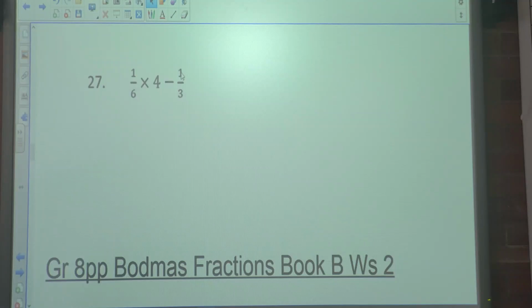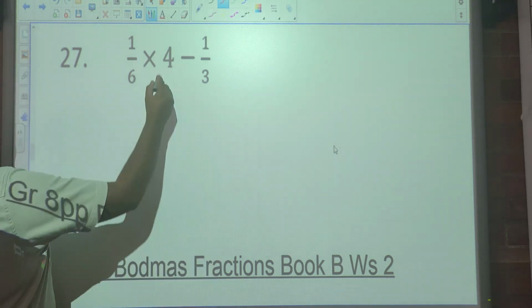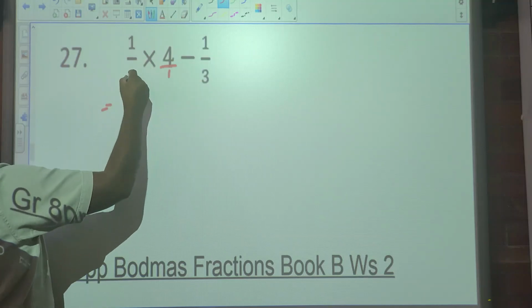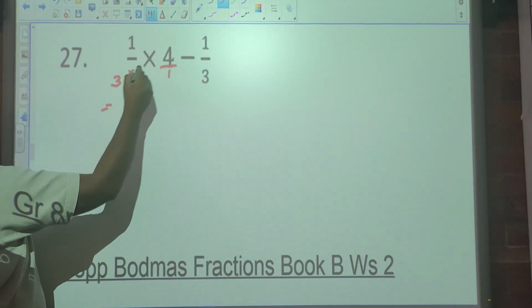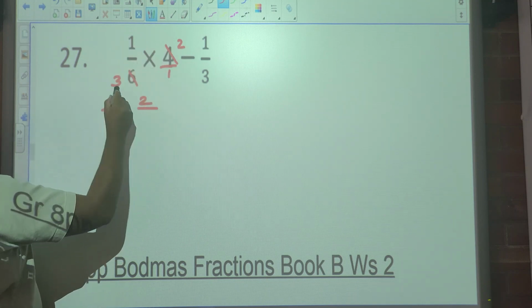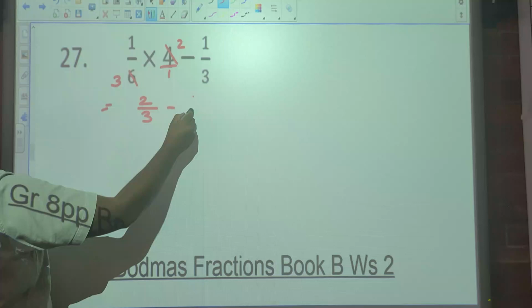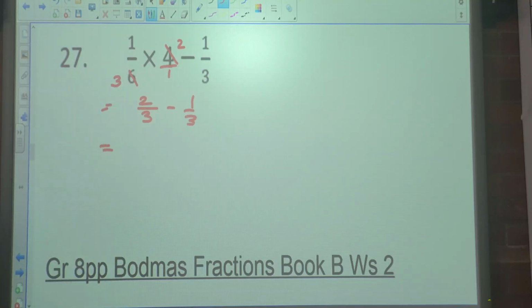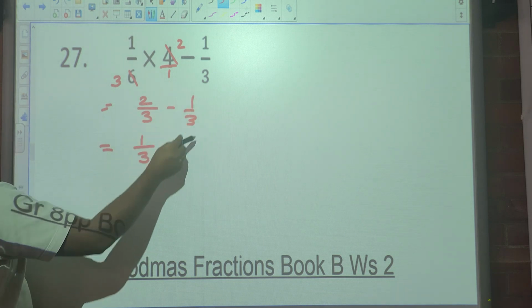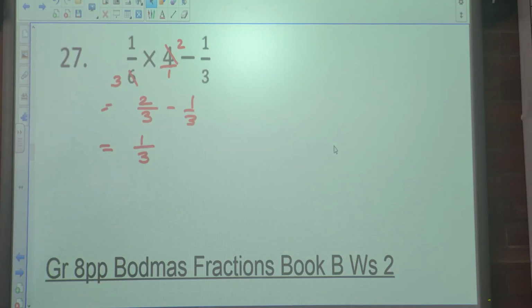27. What needs to be done first? Again, multiplication. So that's naturally over 1. Is there anything you can cancel here? 2 goes into 6 3 times. 2 into 4 twice. 1 multiplied by 2 is 2 over 3 minus a third. What's the LCM there? 3. So 2 minus 1 is 1 over 3. Which is of course a third.